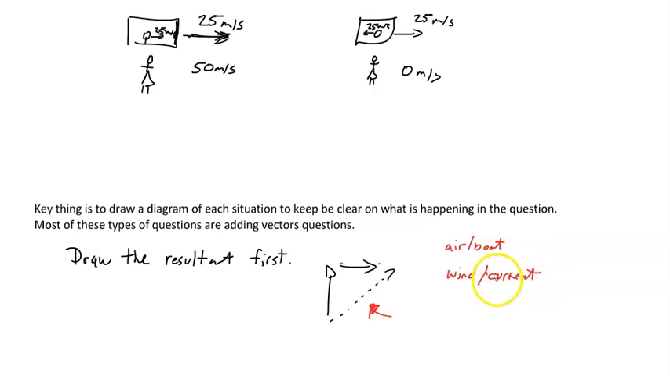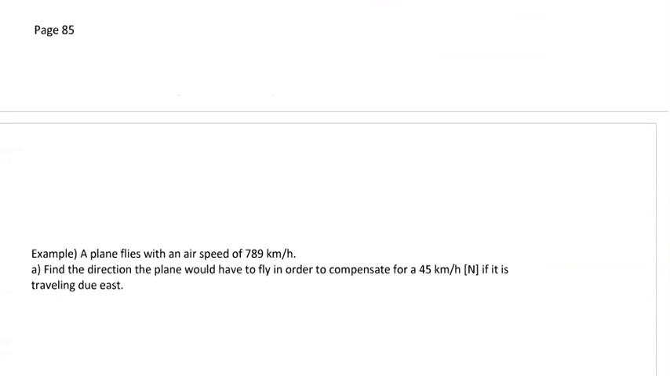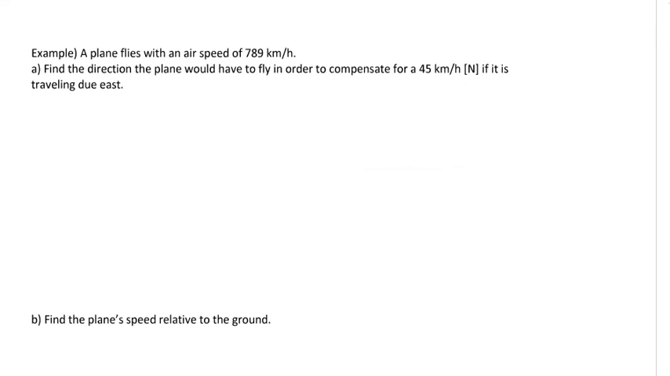which way the wind or current is taking the air or the plane or the boat off course, shall we say, assuming that this is there. And so we see that resultant of two vectors. So, for example, if a plane flies with an airspeed of 789 kilometers per hour, find the direction the plane will have to fly to compensate for a 45-kilometer north wind if it is traveling due east.